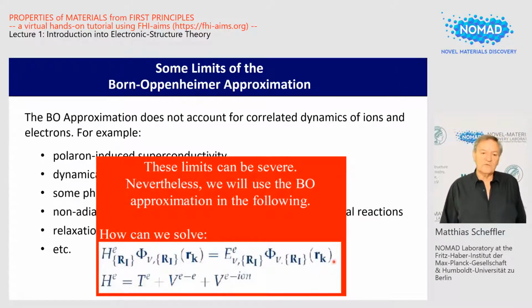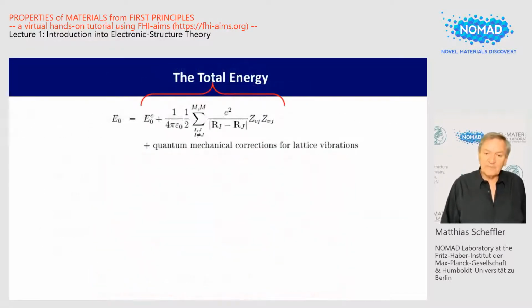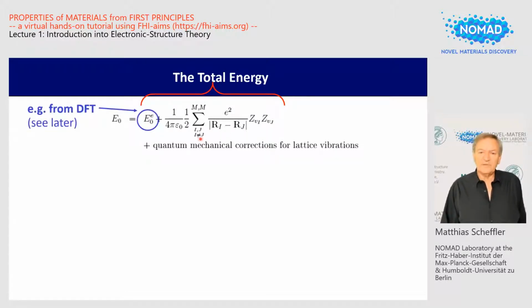And that means we now have to solve this electron Hamiltonian, the Schrödinger equation with this HE. How can we do this? We have made the Born-Oppenheimer approximation, but still this is a significant challenge and cannot be done exactly. Before I show how we are doing it, let me mention one other thing. The total energy has two parts. It has this part coming from the electronic Hamiltonian, E0E, and it has another part coming from the nuclear interaction.